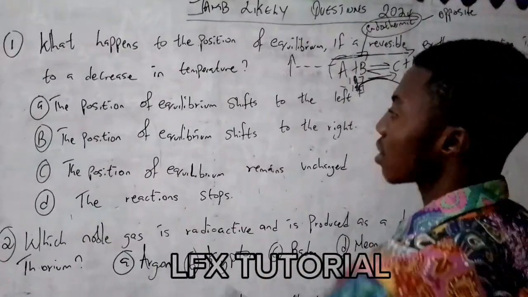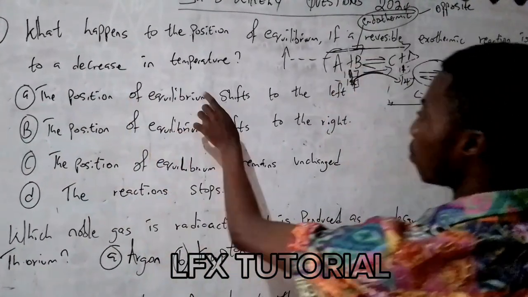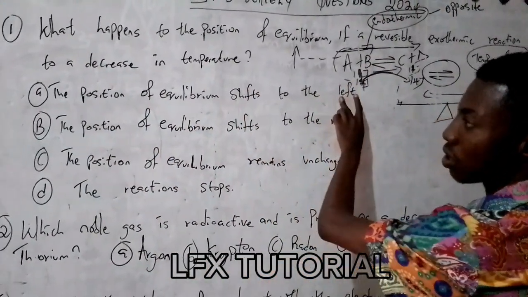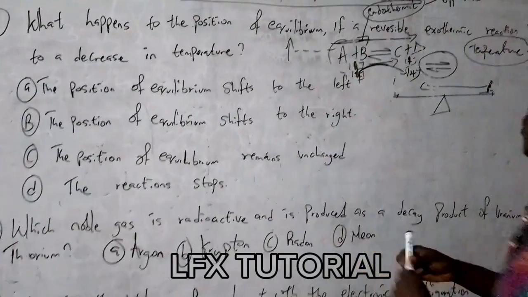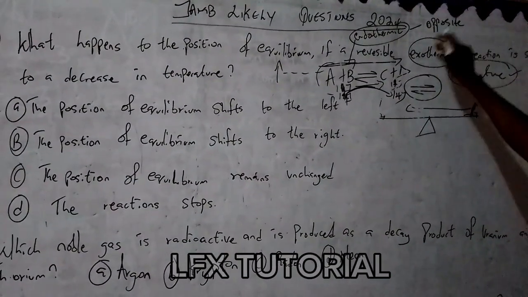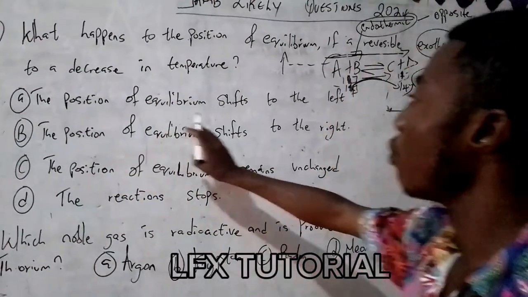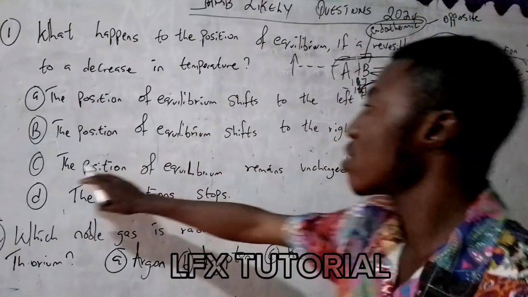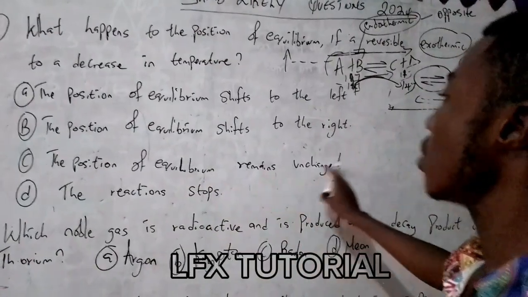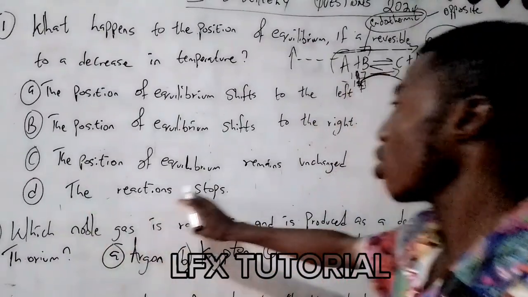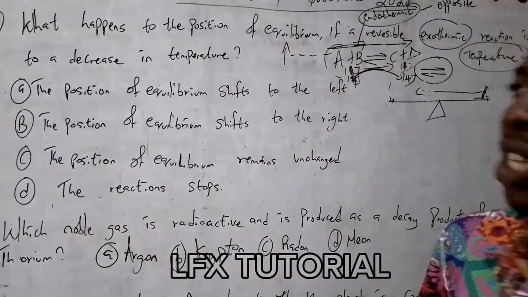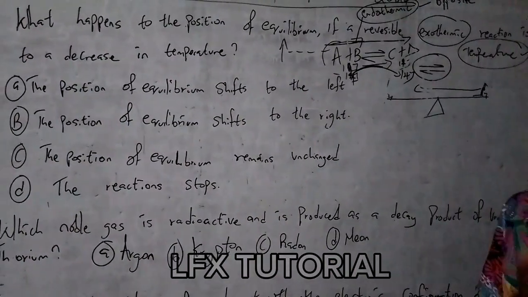So one is that the position of equilibrium shifts to the left. Remember, look at what they say: exothermic. Remember, I said exothermic is the opposite of what happened in endothermic. Now, the position of equilibrium shifts to the right. C, the position of equilibrium remains unchanged. D, the reaction stops. What is now happening? Remember, I said the opposite of what happens.